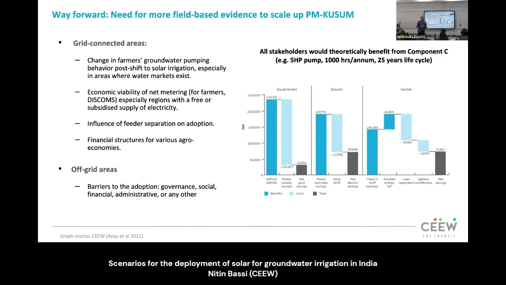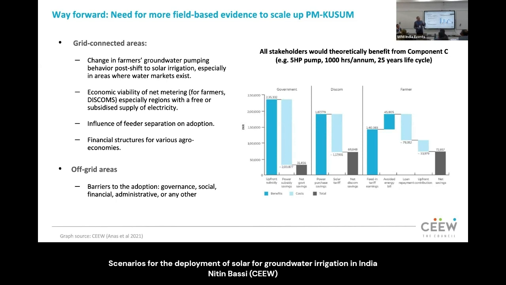Having said that, we need to build evidence, especially where there are groundwater markets. In the grid connected areas, if there is a groundwater market and the farmer is selling water, and suppose a solar irrigation pump is given and net metering is also given, so he earns a feed-in tariff, but will he be interested in doing that if he is earning more by selling that water? So this is where we need to generate evidence.